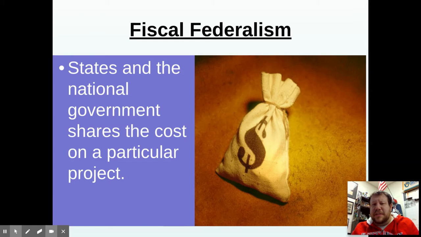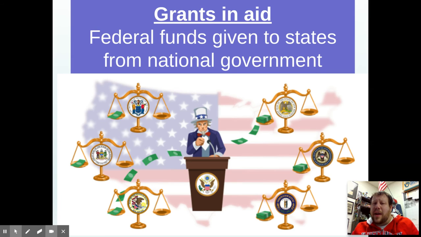So we nickname this fiscal federalism. The idea is that they can share the costs on a project or help fund a project for the states, get them to do what they want them to do. And so they're called grants and aid, federal funds from the national government to the states to make things happen.